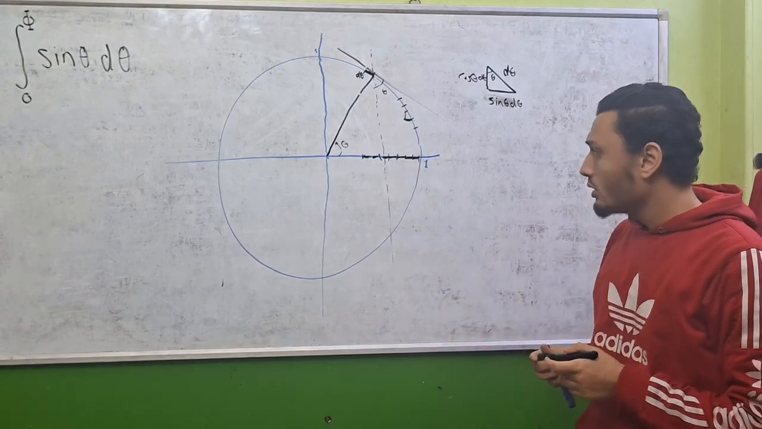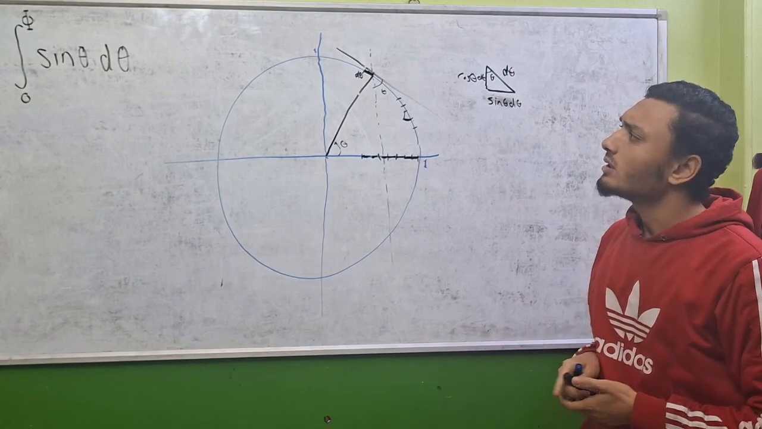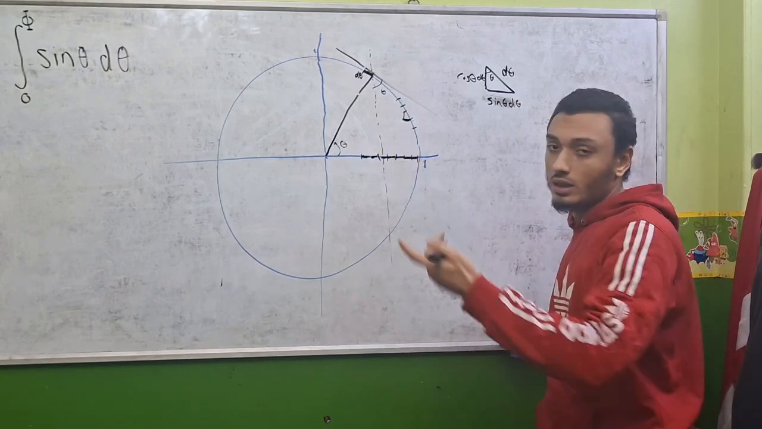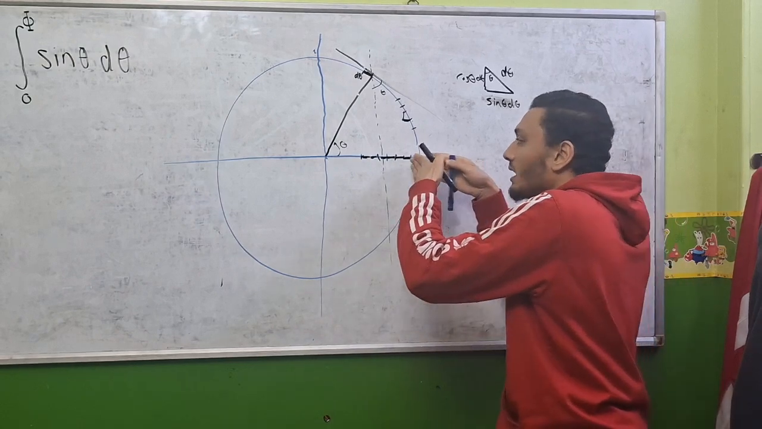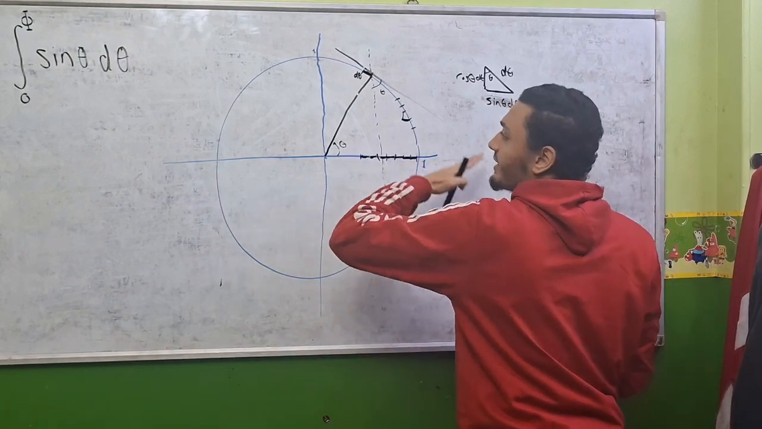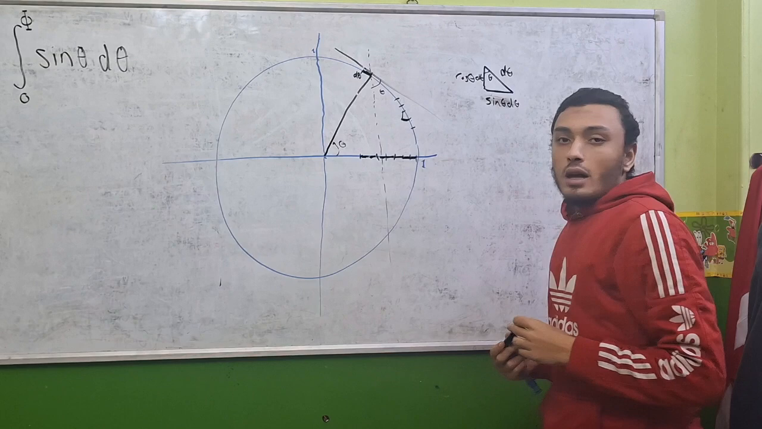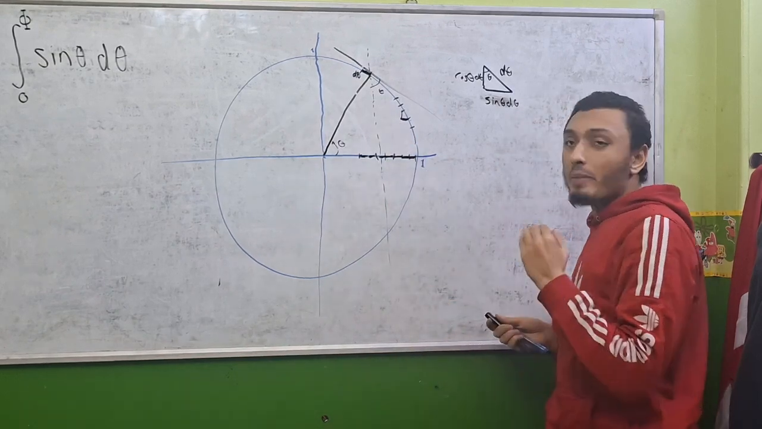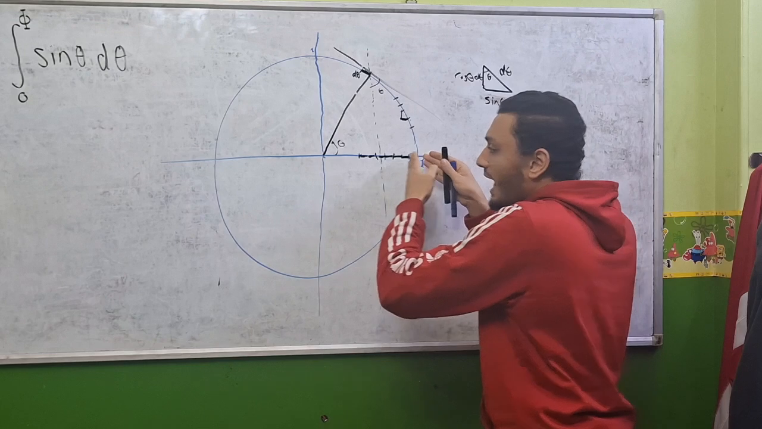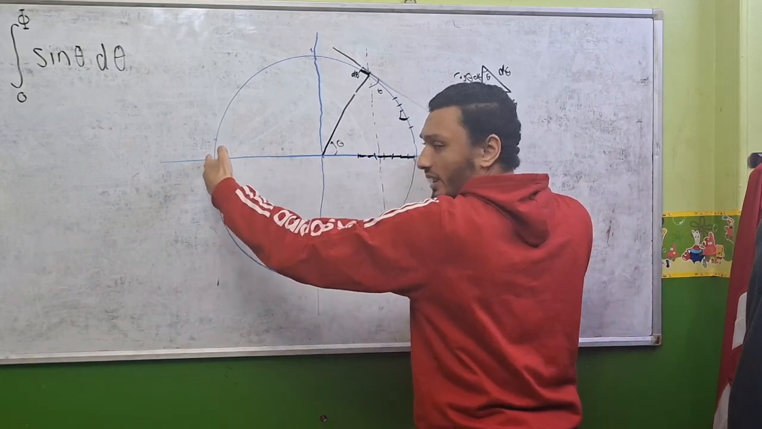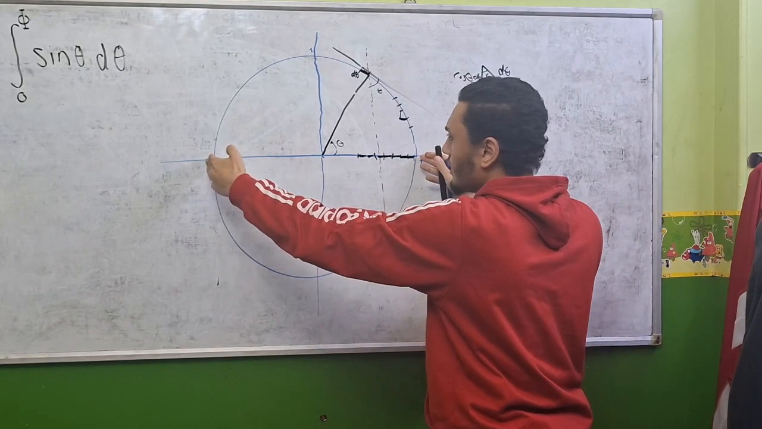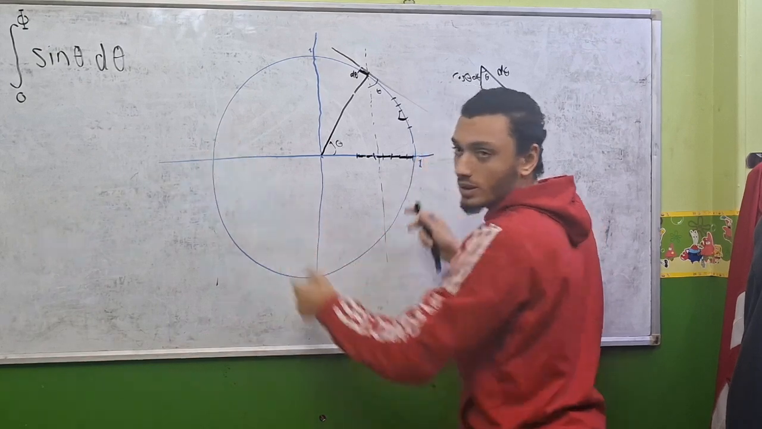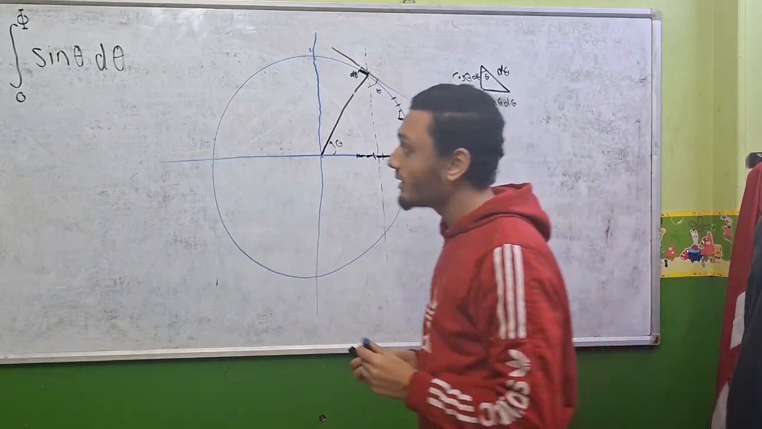We are integrating sine of theta, and we said that integrating sine of theta is equivalent to adding up these segments as theta increases from 0 to phi, whatever this phi is. So the maximum value is adding up the whole thing, which is from 0 to pi, and this results in 2. And this is right.